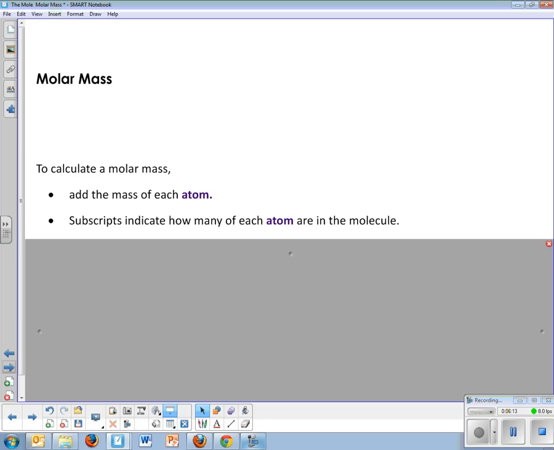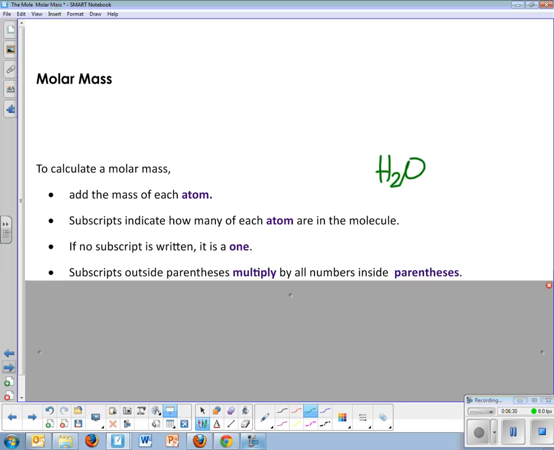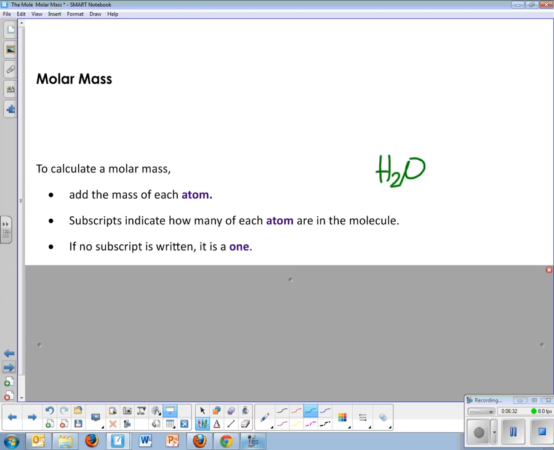Subscripts indicate how many of each atom are in the molecule. A subscript is a little number that's below, sub meaning below, like submarine goes below the water. So if you have H2O, okay, the subscript, the 2, tells you how many there are. If there's no subscript written, it is a 1. Okay, so oxygen just has 1 here. And the subscript always applies to the element right before it. Okay, so in this case, there's 2 hydrogens and 1 oxygen.